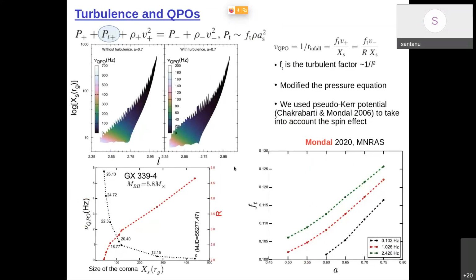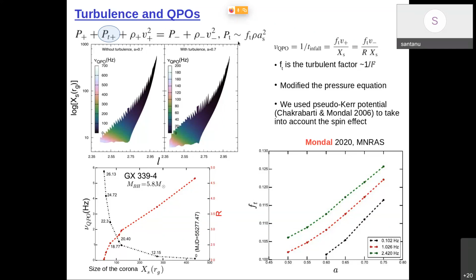So far we did not consider turbulence in the flow at the post-shock region. If we consider some quantitative turbulent effect in the flow, then the pressure balance equation will change slightly. So this extra term Pt, pressure due to turbulence, will appear, and we have just considered it as some turbulent factor times density times sound speed squared.